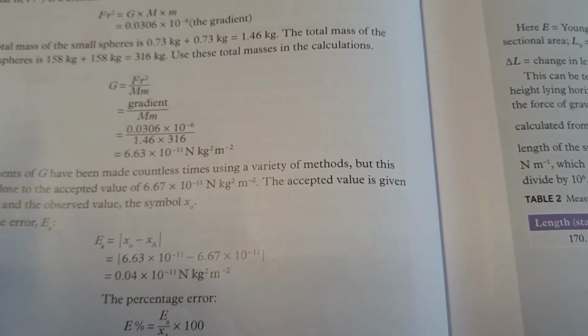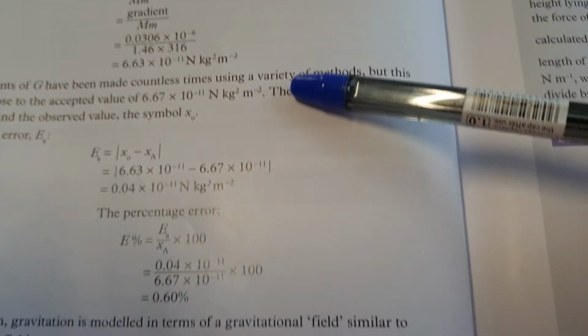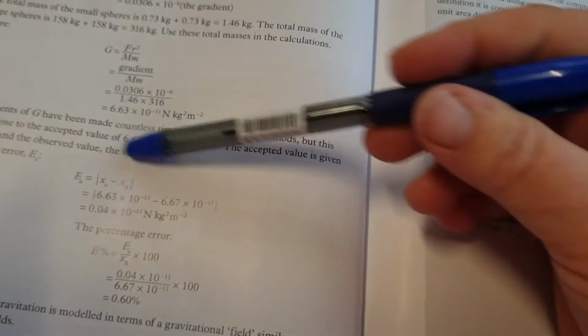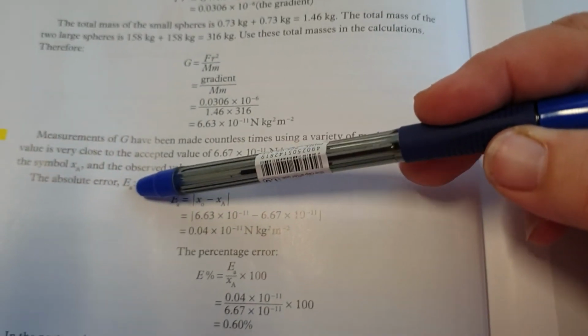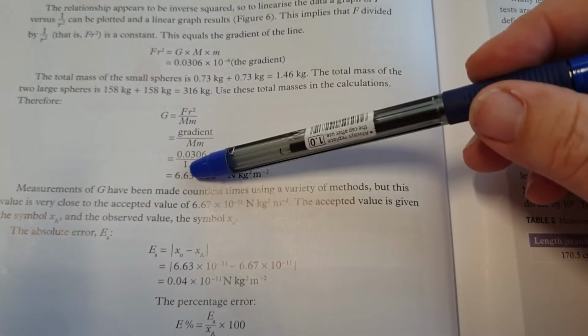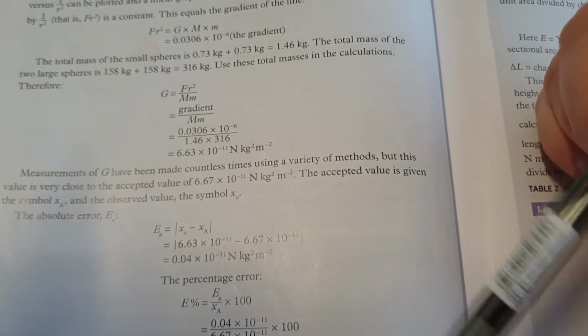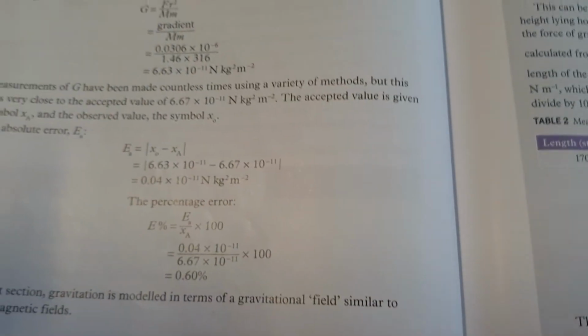Right, so that calculation and that experiment has been done thousands of times. For this set of data, they've worked out the absolute error and the percentage error. Remember, that's a comparison to the known value. In this one, the experimental value is 6.63, and the accepted value is 6.67. So you need the difference between the two of them, divide it by the accepted value, multiply by 100. So 0.6%. If you got that as your result, you'd be very excited.